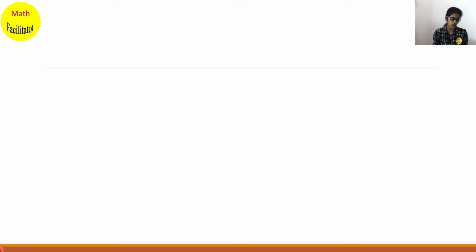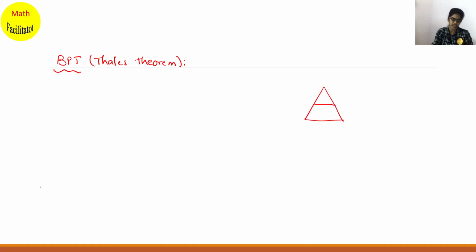So the next important concept which we learn in this chapter is BPT, Basic Proportionality Theorem, or it is also called Thales Theorem. Now what is the meaning of BPT? So here in this theorem, it states that, see the statement: if a line is drawn parallel to one side of a triangle.